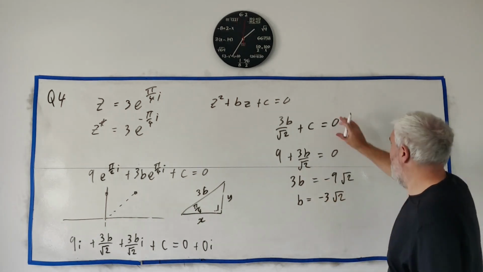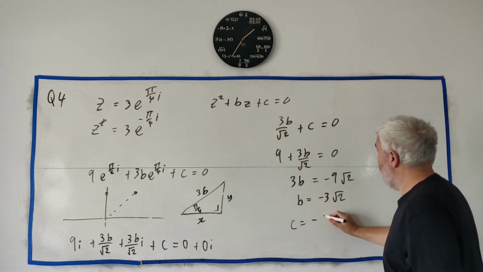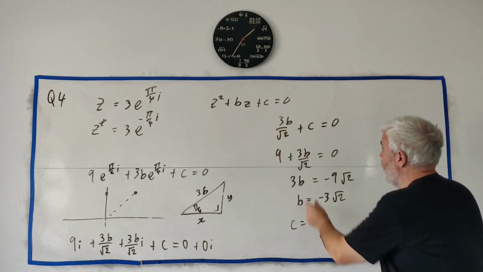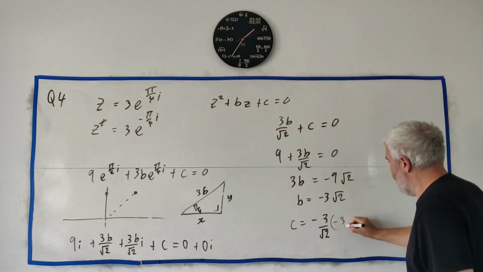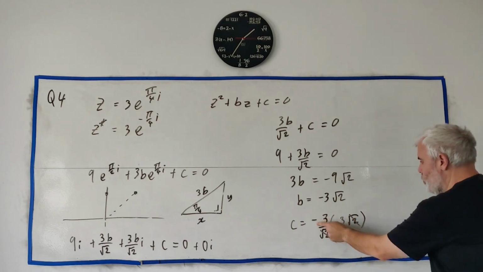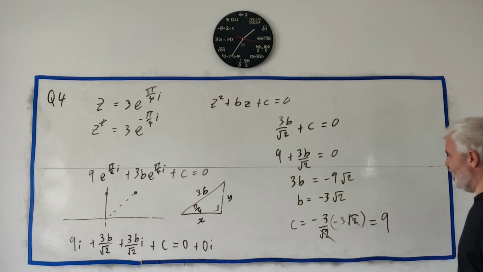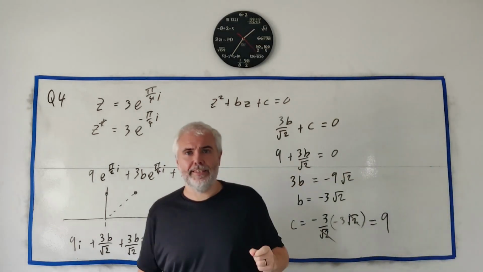For c, it's just here. C is equal to minus this. So minus 3 over square root of 2. I've just moved this over, multiplied by b. But b is just here, so that's minus 3 square root of 2. Square roots cancel. Minus 3 by minus 3 is equal to 9. Those are your answers for b and c.